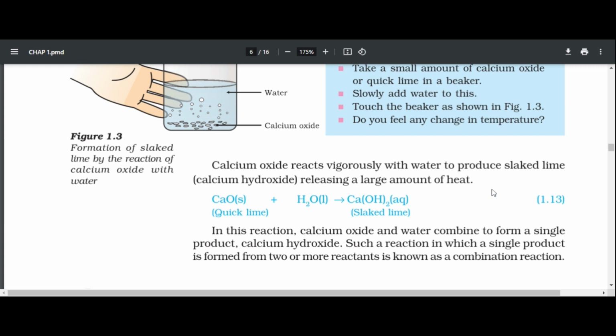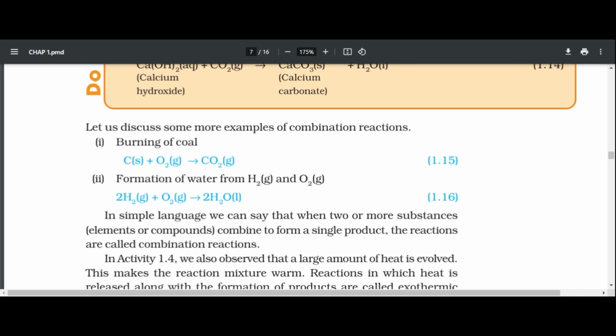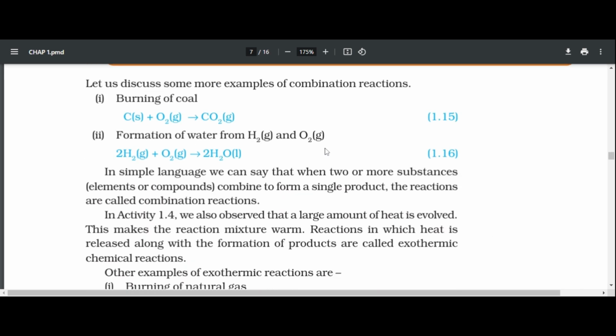CaO (quicklime) + H2O(l) gives Ca(OH)2(aq), that is slaked lime. This is equation 1.13. In this reaction, calcium oxide and water combine to form a single product, calcium hydroxide. Such a reaction in which a single product is formed from two or more reactants is known as a combination reaction. Let us discuss some more examples of combination reactions.